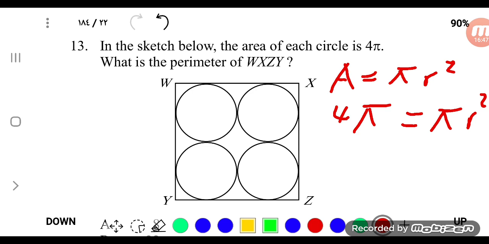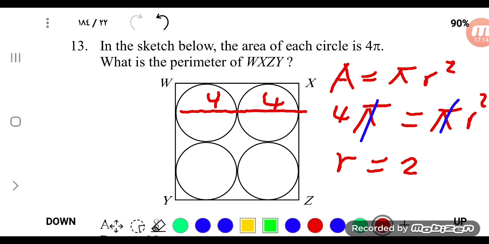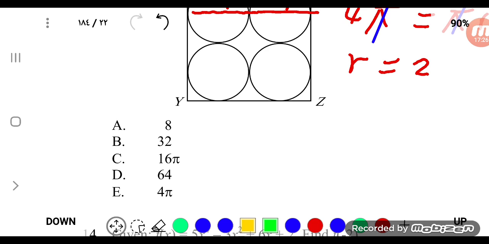Now cancel pi and pi. So you get r squared equal 4. This means r equal 2. So if the radius is 2, this means the diameter here is 4 and the diameter here is 4. This means the side of the square is 8, and the perimeter is 8 times 4, 32. So the answer is option B.